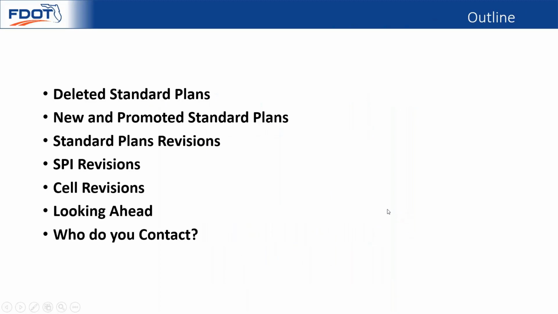We are basically going to cover some deleted standards, some new and promoted standards, of course, the revisions in SPI revisions and the cells. Now, this is not a comprehensive list of everything we're going to be covering, or all the changes. But if you check the revision date on any index, the bottom left corner, it will let you know if it was revised or what year it was last revised. And you can always check the revision log for more details.